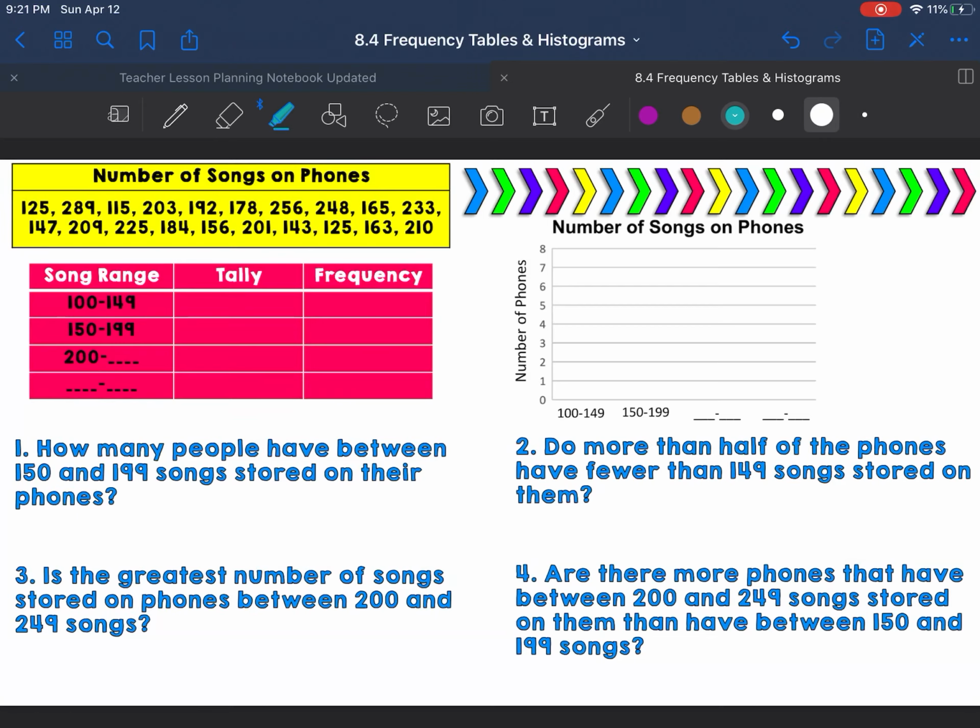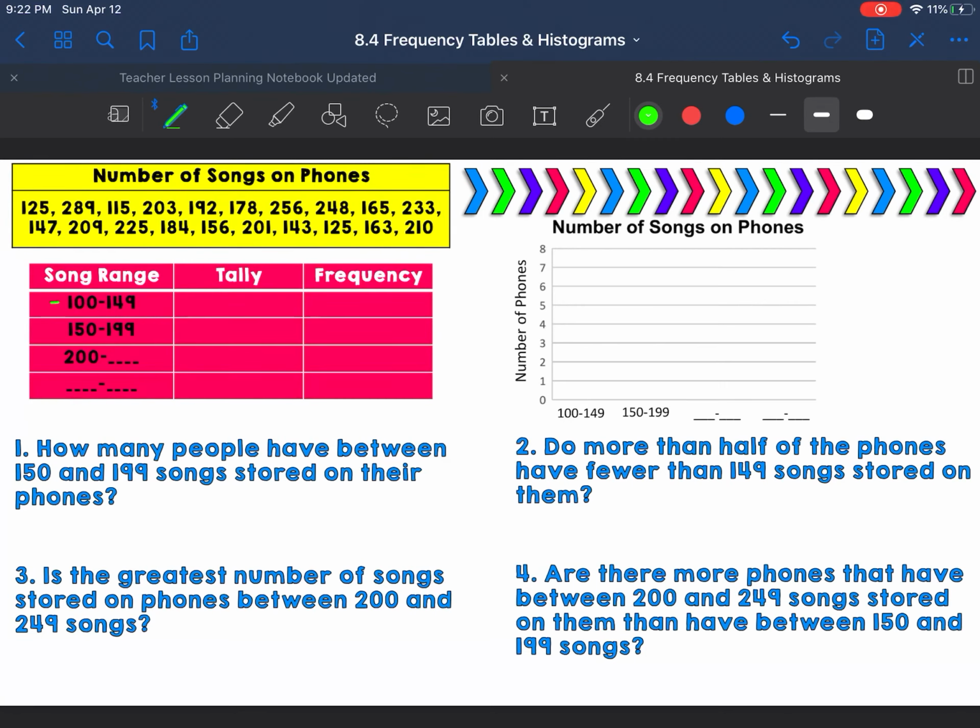All right, let's take it up a notch. Now, let's have a number of songs on iPhones, and let's make our own frequency table and histogram, and then answer questions on that. So, I got my frequency table right here. Now, it's already started kind of breaking down my range. It looks like it breaks it down into 100 to 149, 150 to 199.